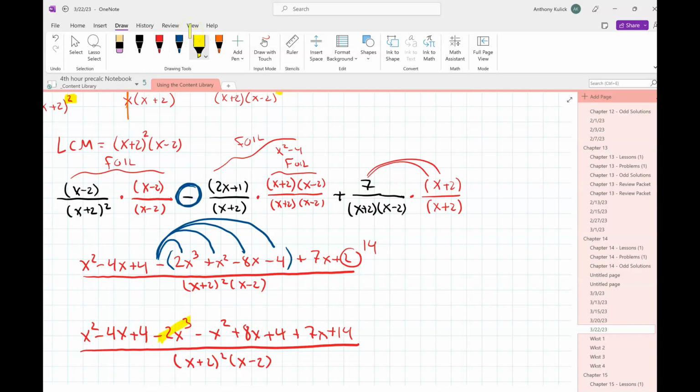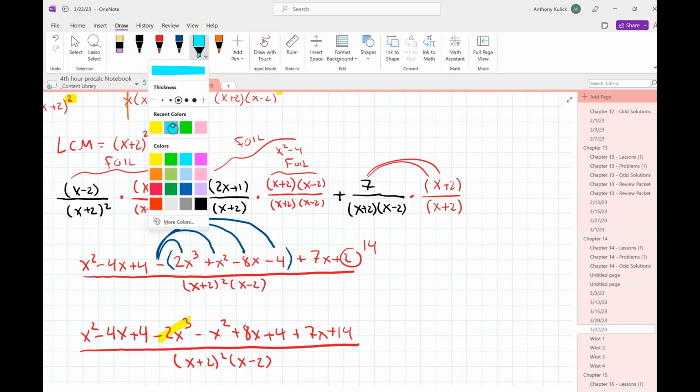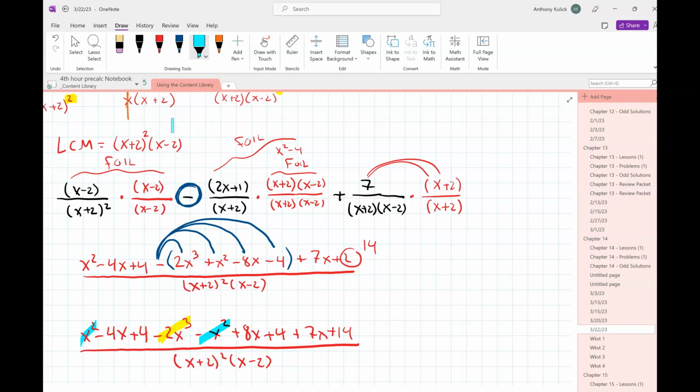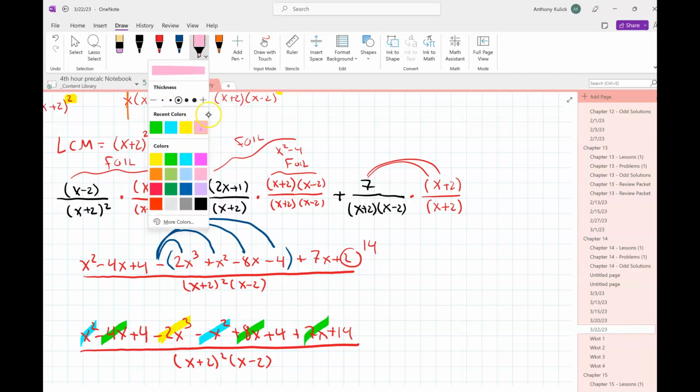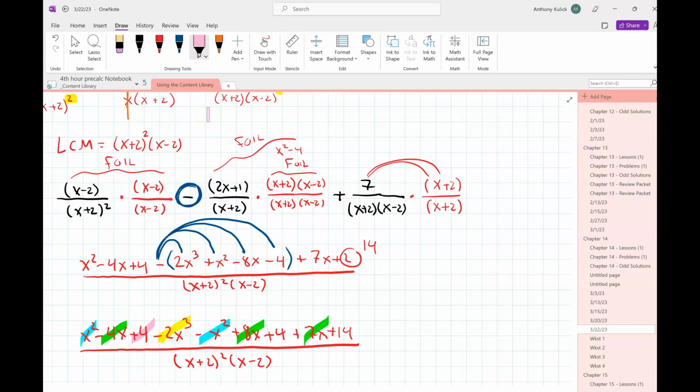All right, so combine some like terms now. So we have negative 2x cubed. X squared's canceled. I have 11x and then 22.